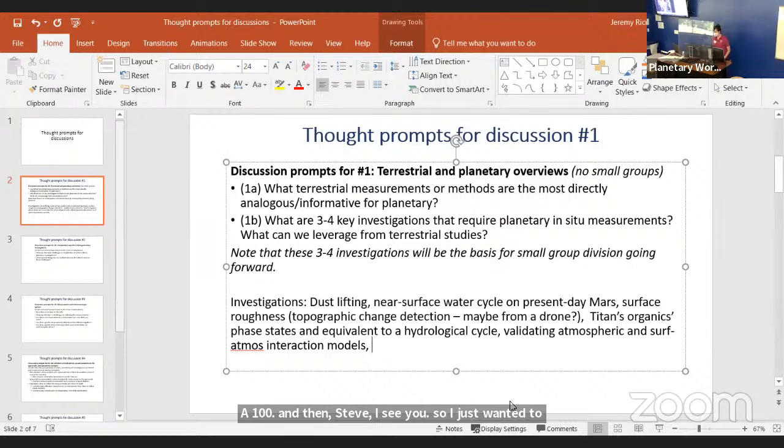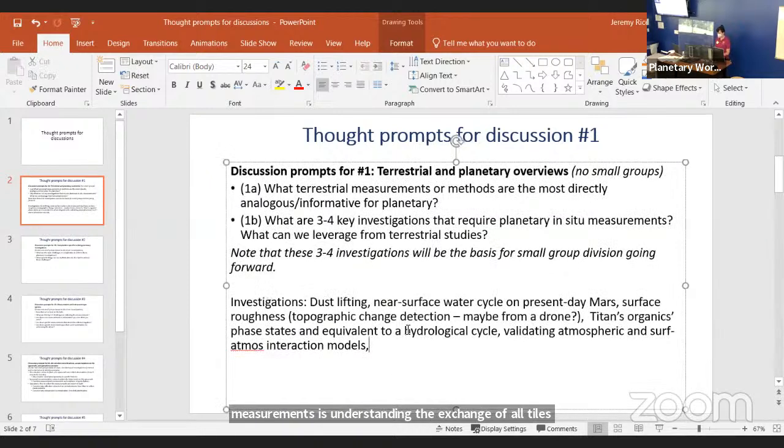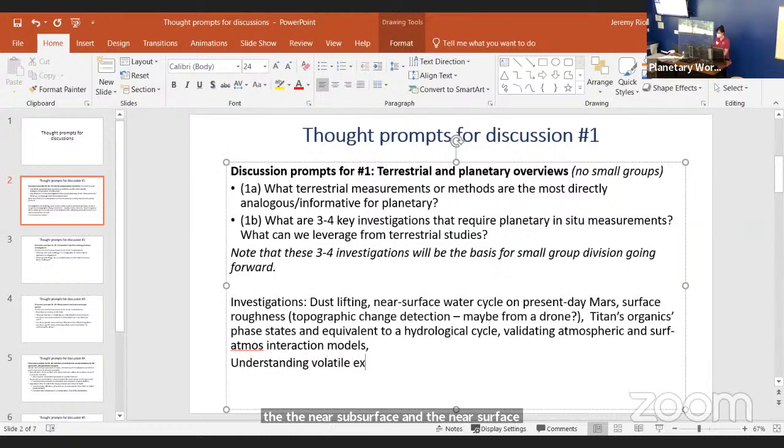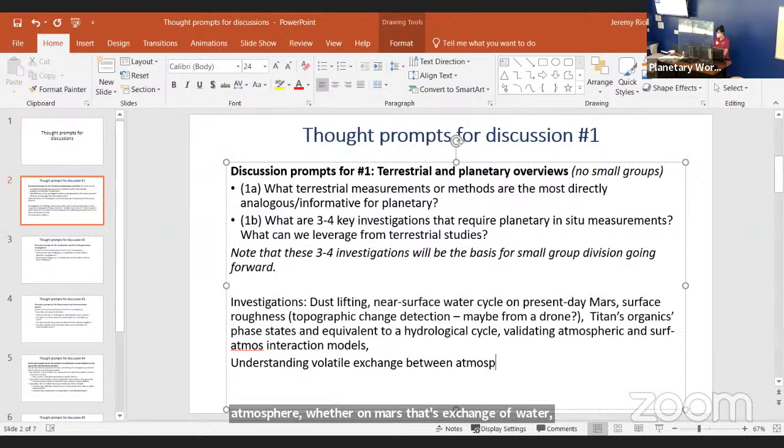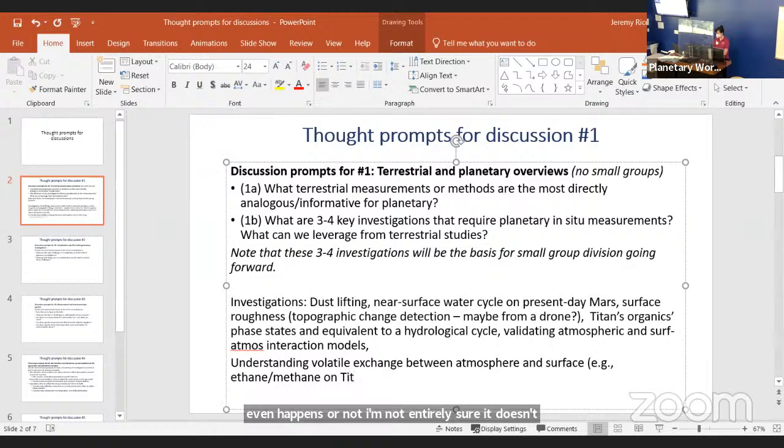Ed mentioned the hydrological cycle on Mars, but to make this not just so Mars specific, I think one of the key investigations for planetary in situ measurements is understanding the exchange of volatiles between the near subsurface and the near surface atmosphere. Whether on Mars, that's exchange of water vapor on a diurnal cycle, or whether on Titan, that might be the exchange of methane and ethane into the subsurface or not. Whether that even happens or not, I'm not entirely sure. And it doesn't have to be as a vapor. I think it could also be exchange in the liquid phase.